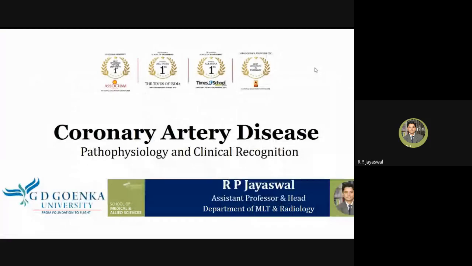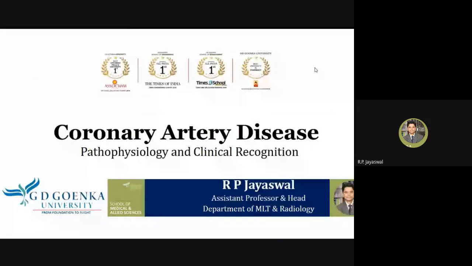Project one slide, coronary artery disease. Here we'll learn about some pathophysiology and some clinical recognition, which is in the form of signs and symptoms. What is coronary artery disease?